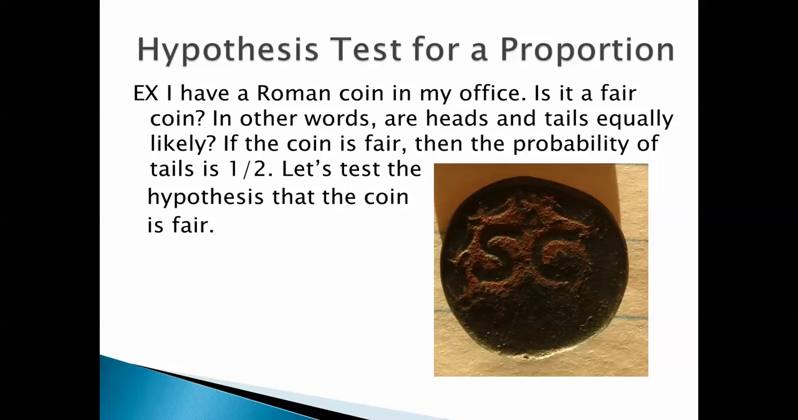I have a Roman coin in my office. It's about 1700 years old. Is it a fair coin? In other words, are heads and tails equally likely? If the coin is fair, then the probability of tails is a half. Let's test the hypothesis that the coin is fair.